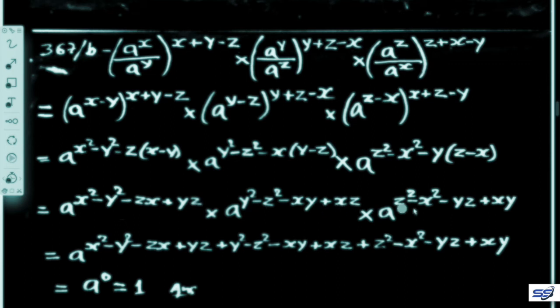Now here all the three powers have been added. Now let's see a to the power, here x square plus and x square minus cancel, y square minus and y square plus cancelled, and minus z square plus z square cancelled. Here every square one is cancelled, and now see here minus zx plus zx also cancelled, plus yz minus yz, this also cancelled. Here minus xy plus xy cancelled. In this way total is cancelled, they cancel each other, rest is only 0. Equal a to the power 0, and anything to the power 0 is always 1. So a to the power 0 equals 1, and 1 is our answer.